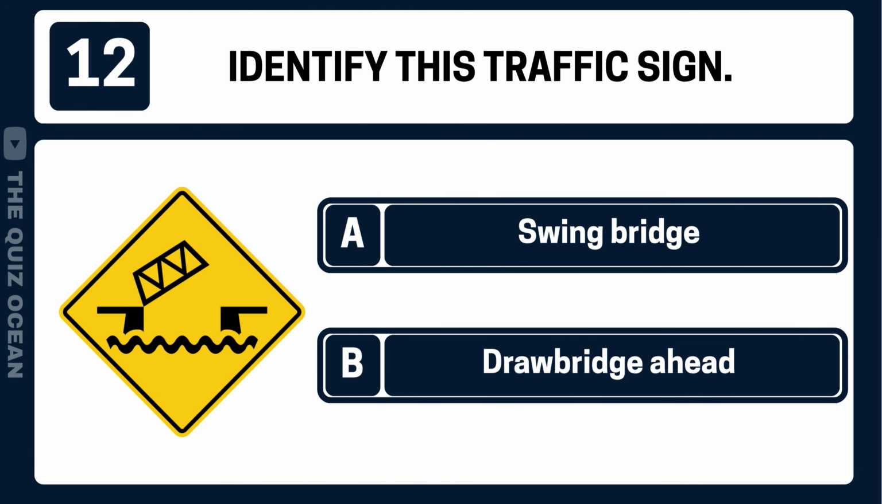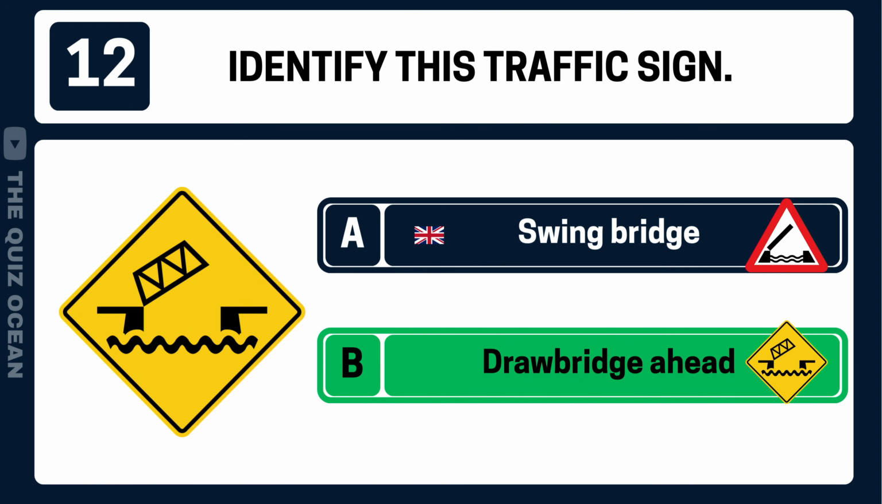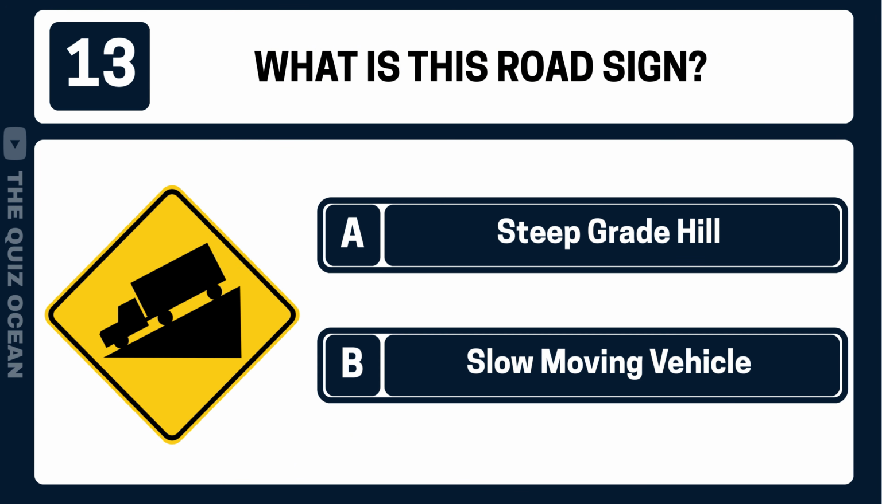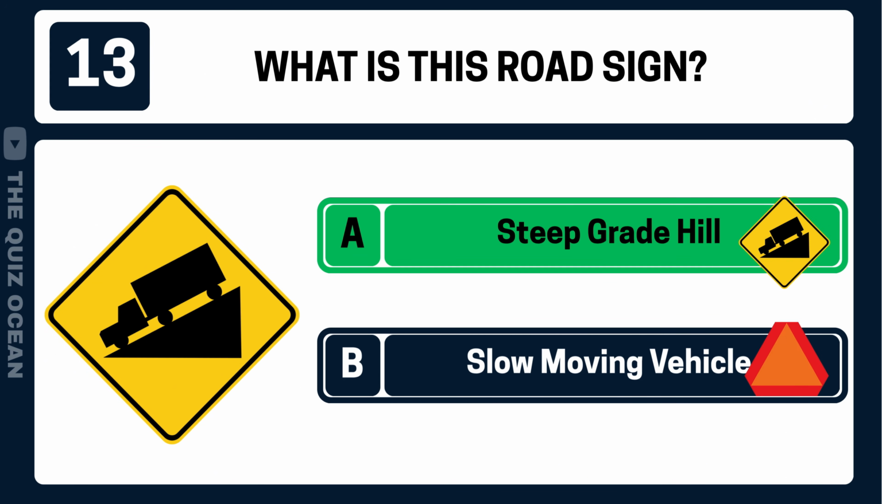Identify this traffic sign. A. Swing bridge. B. Drawbridge ahead. Right. It is the drawbridge ahead sign. What is this road sign? A. Steep grade hill. B. Slow moving vehicle. Right. It is the steep grade hill sign.